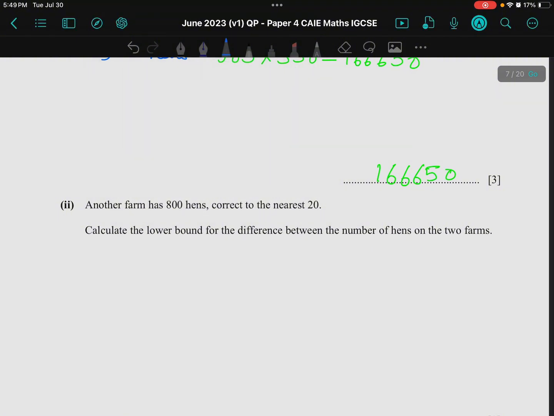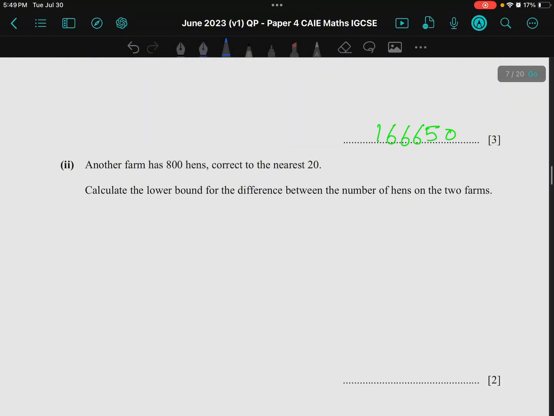Now, part number 2. Another farm has 800 hens. Correct to the nearest 20. Calculate the lower bound for the difference between the number of hens on the two farms. So it is given as nearest 20. So 800 plus minus 20 upon 2. That means 800 plus 10, 810, or the other value is 800 minus 10, which will give me 790. The lower bound and the upper bound for these two, these are 800 hens.